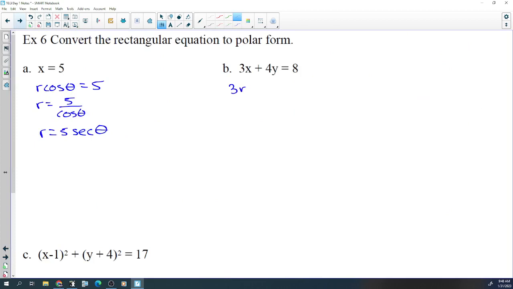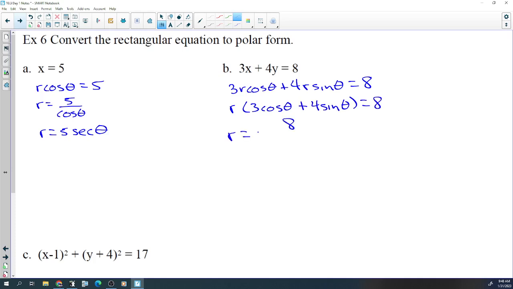This is 3r cosine theta plus 4r sine theta equals 8. You can factor an r out. So r is equal to 8 over 3 cosine of theta plus 4 sine theta.